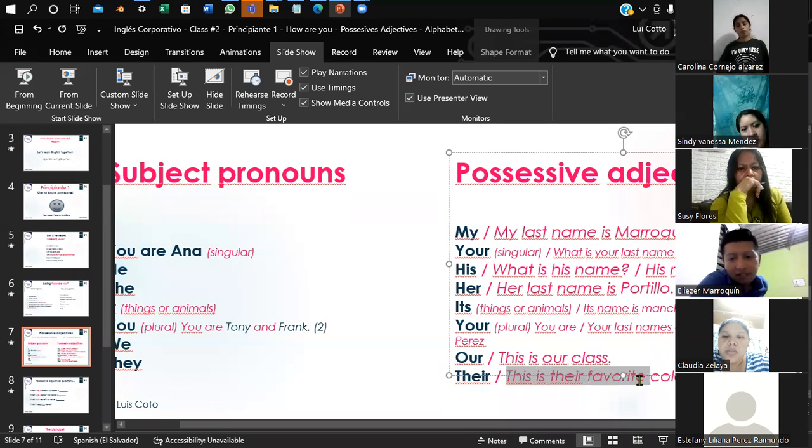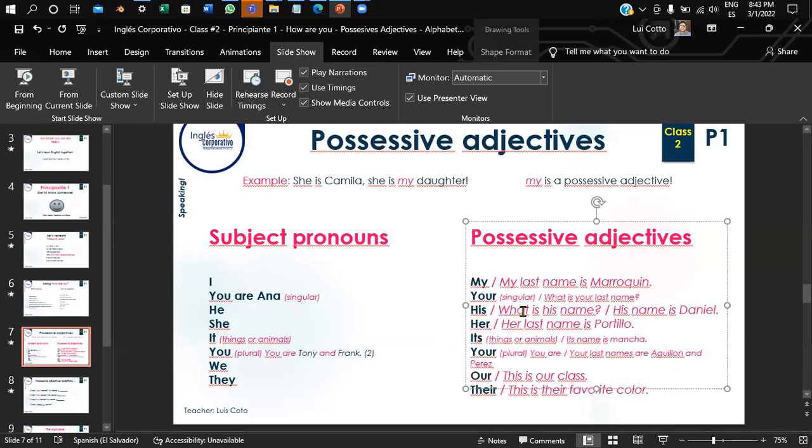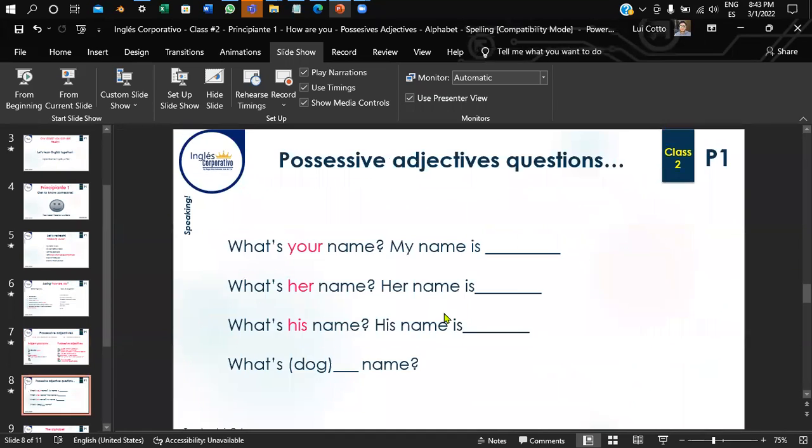Cindy Vanessa, can you read the example? This is their favorite color. Okay, and those are the possessive adjectives. Así se usan los possessive adjectives. Okay, let's continue because we have some examples.